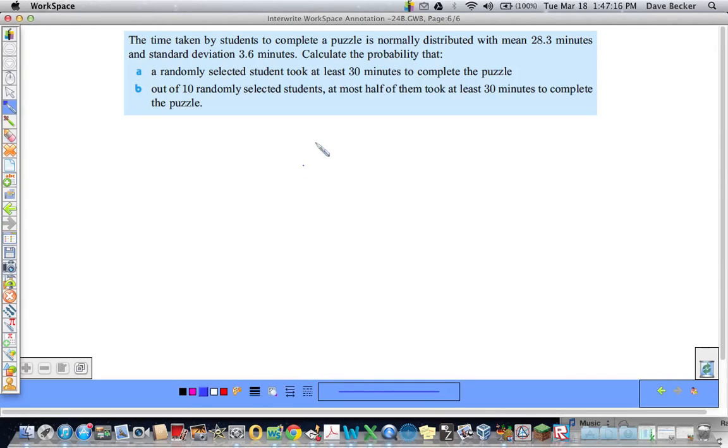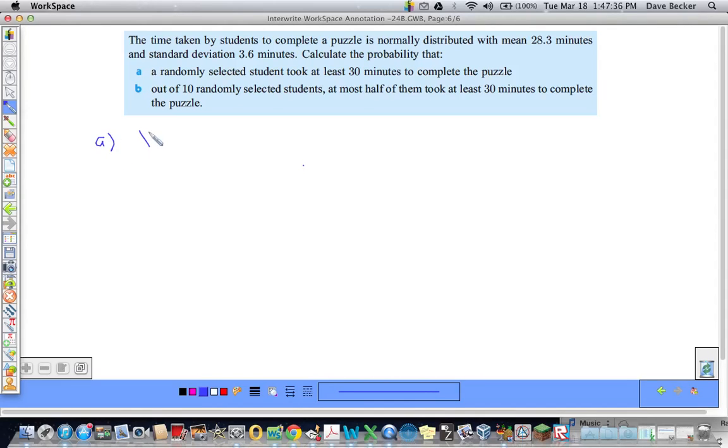The time taken by students to complete a puzzle is normally distributed with mean 28.3 minutes and standard deviation 3.6 minutes. Calculate the probability that a randomly selected student took at least 30 minutes, so that would be 30 minutes or greater, to complete the puzzle. So what does this look like?